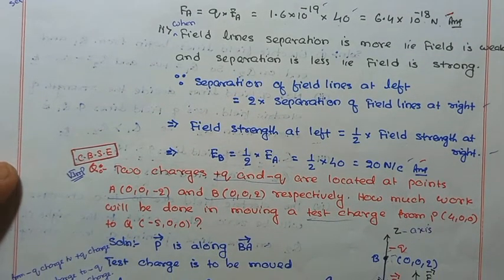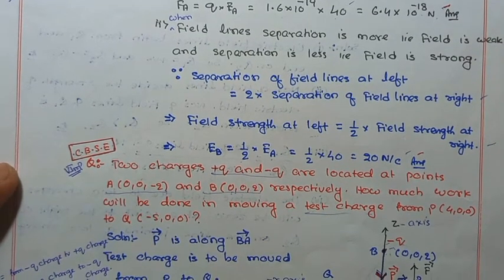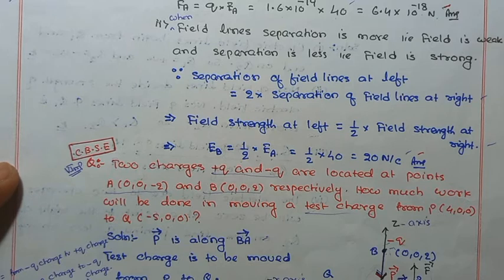Therefore, since the left side field line separation is more, in the left side electric field strength is less. Since in the right side the separation of electric field lines is less, the strength of field is more. Therefore, here field strength at left will be half of the field strength at right, because separation of field lines at left is 2 times the separation of field lines at right.